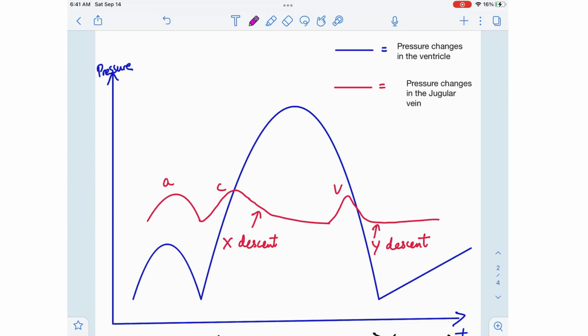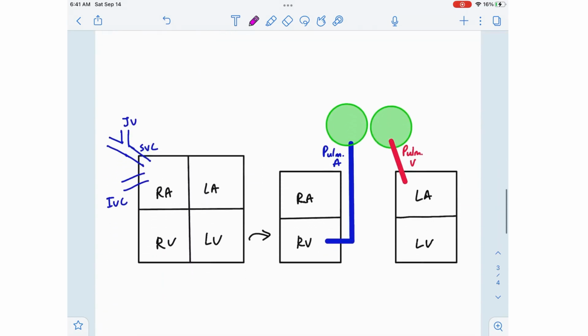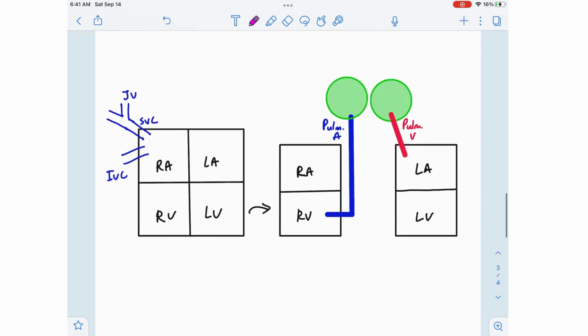In order to understand these two curves properly, we need to go back to the basics and understand the physiology and the anatomy of the heart, right? So let's have a look at the heart. Our heart consists of four chambers: the right atrium, the left atrium, the right ventricle, and the left ventricle, right? The atria sit at the top of the heart and the ventricles sit at the bottom of the heart, as you can see in this diagram, right?